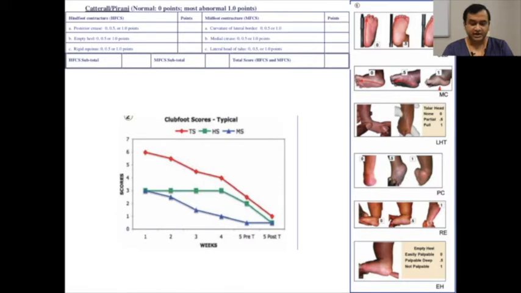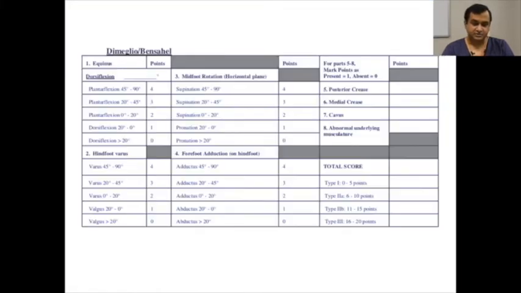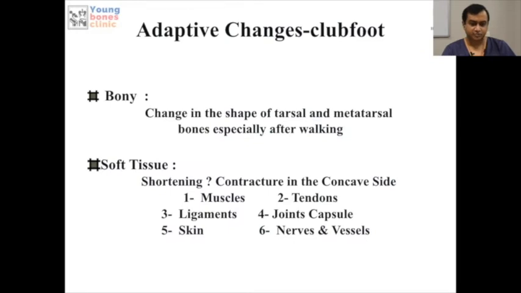The higher the Pirani score, the higher the likelihood of a recurrence, a relapse and a surgical intervention. There is another scale which we use, called the DiMeglio scale, but Pirani, of course, is the commonest scale which we use. There are also some bony changes, meaning the tarsal and the metatarsal bones gradually get deformed over a period of time.